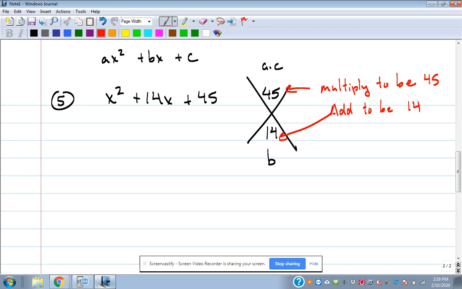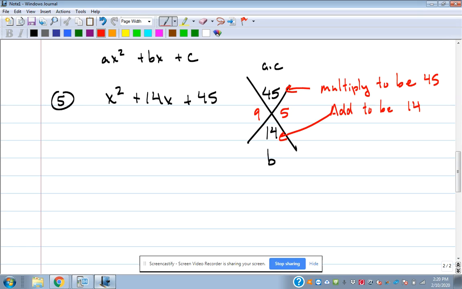What multiplies to be 45 and adds to be 14? 9 times 5 is 45, and 9 plus 5 is 14. So we found the 2 correct numbers there. And if you remember in Algebra 1, because 1 is in front of x squared, we can do what?